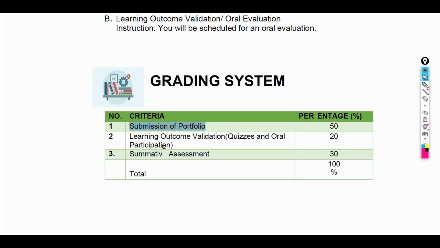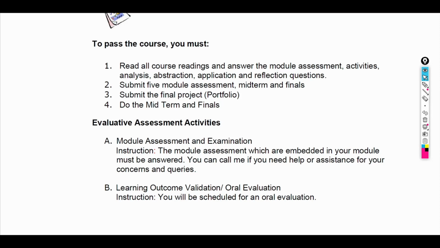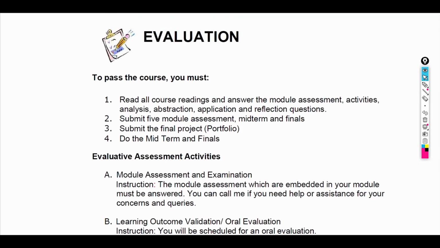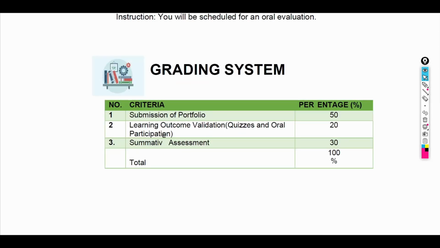Make sure you compile all that you've done in the embedded module. Compile all the assessments you answered: activities, analysis, abstraction, application, and reflection questions. So that is the submission of portfolio, 50%.